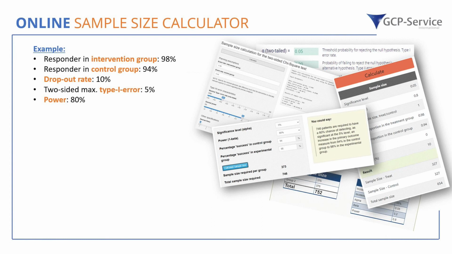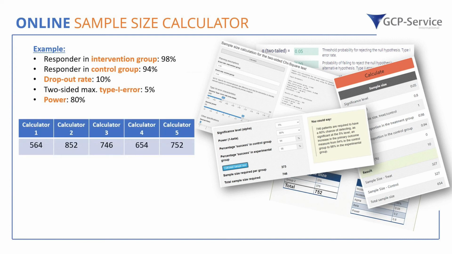So in the end, we want to say something about online sample size calculators. We have an example prepared where we have a responder rate in the intervention group of 98% and a responder rate in the control group of 94%. We have a dropout rate of 10% and a maximum type 1 error of 5%, and we want a power of 80%. With this setting, we go to some online calculators, enter our values and want to get the sample size.